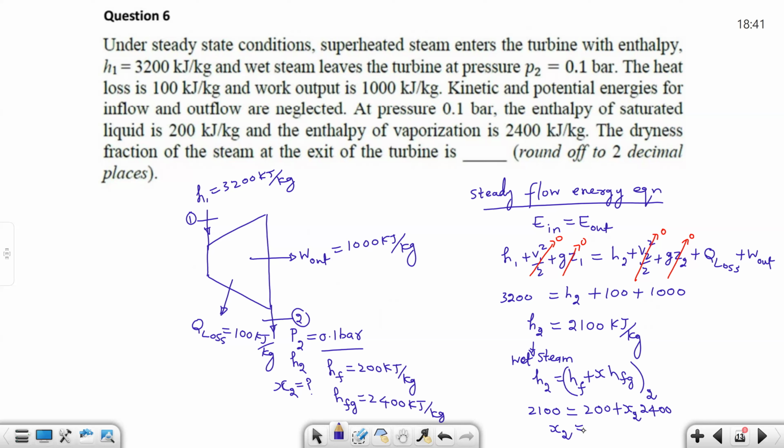X2 is 0.79, rounded off to 2 decimals. So this will be the answer: your dryness fraction will be 0.79.